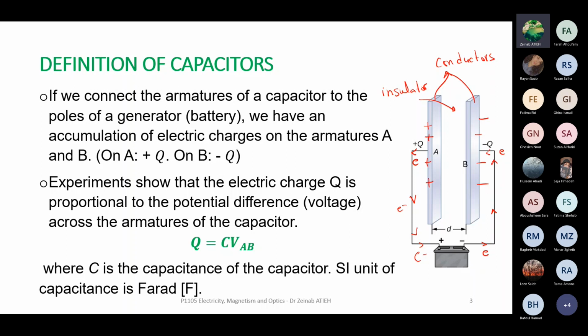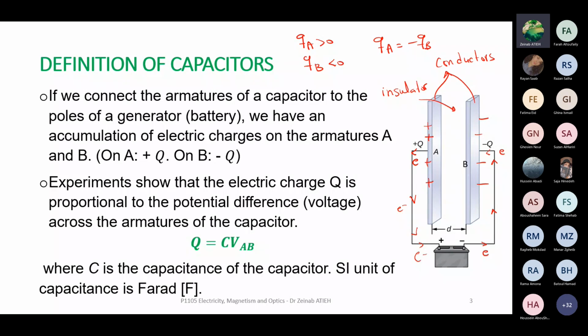Okay, so this is in general for a capacitor. I'm writing here that remember that QA is positive, QB is negative, and QA is equal to minus QB.